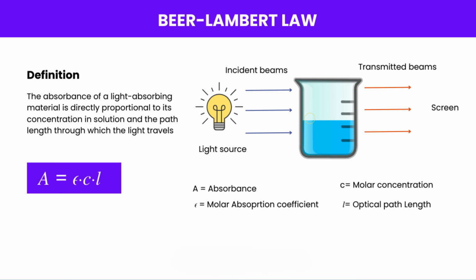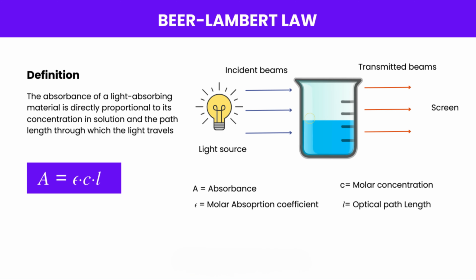proportional. The Beer-Lambert law describes the linear relationship between absorbance and concentration: A equals epsilon L C, where A equals absorbance, epsilon equals molar absorptivity in liters per mole per centimeter, L equals path length in centimeters, and C equals concentration in moles per liter.